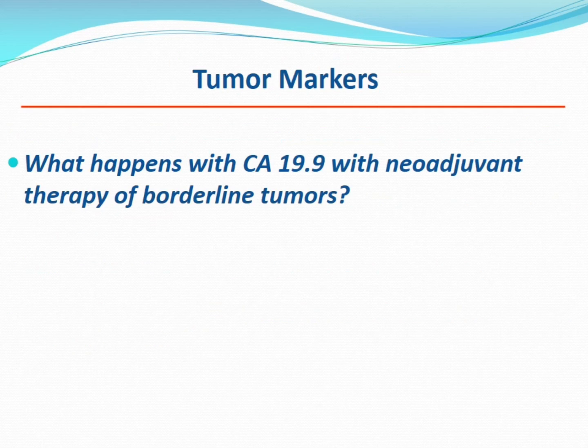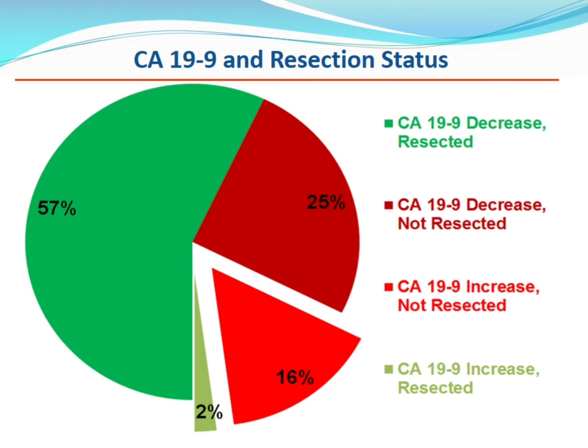Tumor markers and neoadjuvant therapy. What happens with CA19-9 with neoadjuvant therapy of borderline tumor? This pie chart shows the correlation of CA19-9 and the resection status after neoadjuvant therapy. In this sector, the level of CA19-9 has decreased and a resection of the tumor was done.